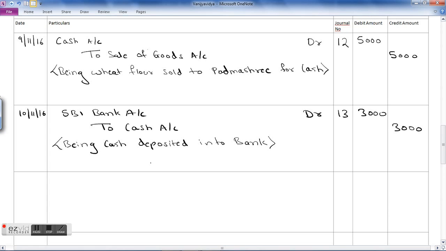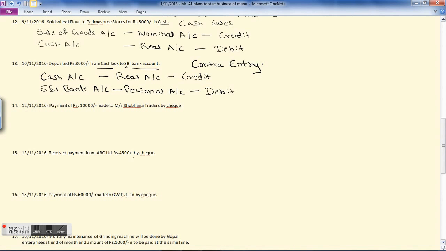Now let's go to the next transaction. Transaction number 14: payment of 10,000 made to Shobna Traders by check. So we have made a payment to Messrs. Shobna Traders by check. What are the two accounts that are affected? One is Shobna Traders and one is check. Check means what? Your bank account, right?